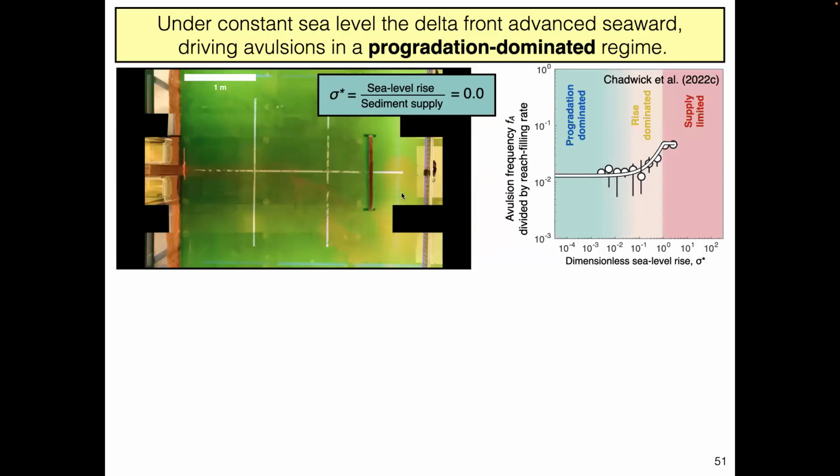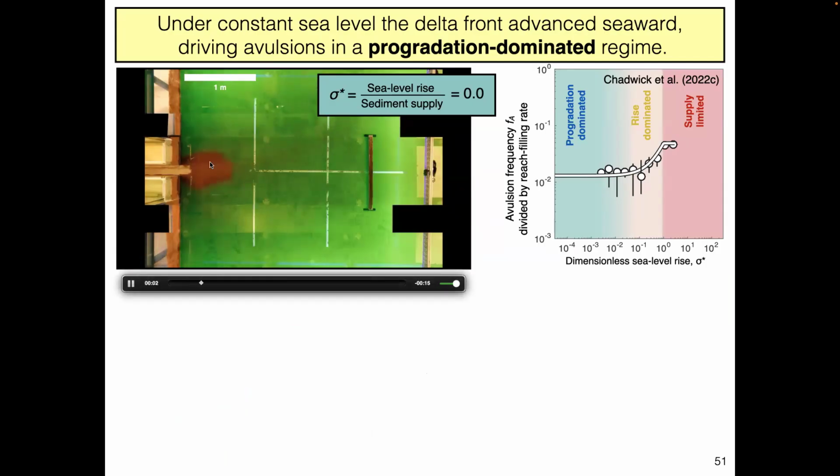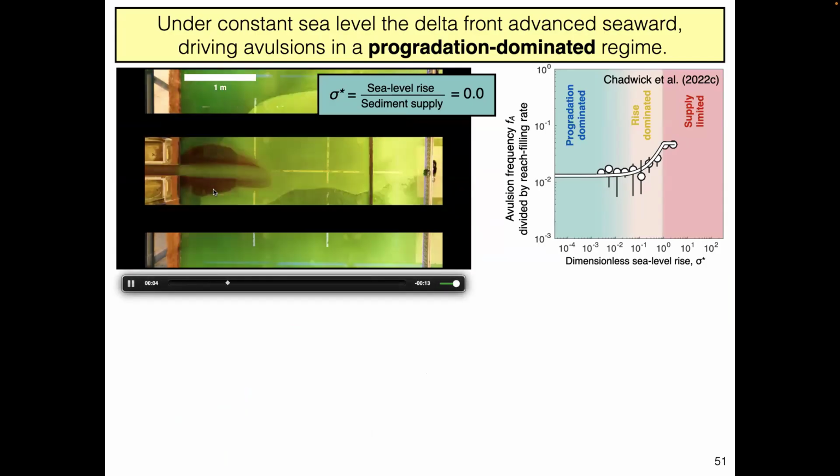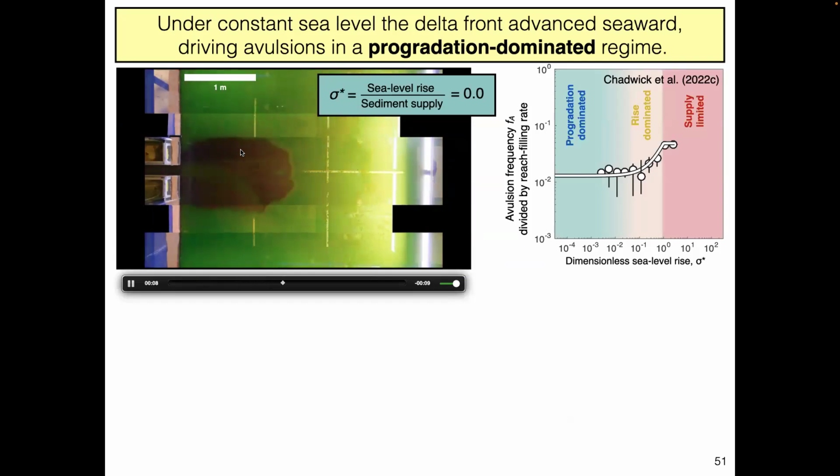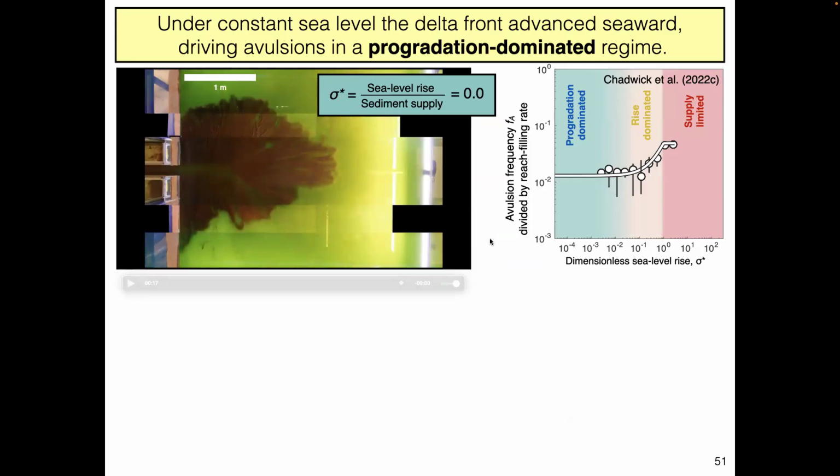So looking first at a constant sea level case, I'm going to play this time-lapse movie here. Every second of this movie is about 2 hours of the experiment, so it's going to be super fast. Here's our initially empty basin. It's constant sea level. You can see the delta is starting to form and the channel is channelized now. And it's migrating back and forth over time. And every once in a while, there's this jump in the river. That's the avulsion. And what we see here is that this is basically the progradation dominated regime.